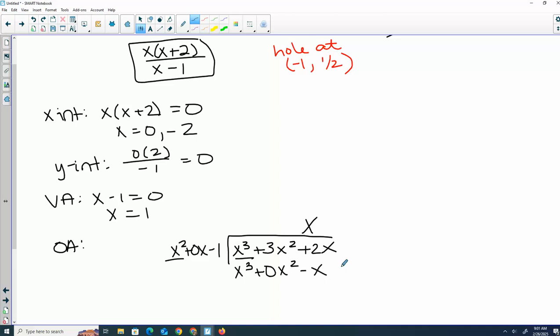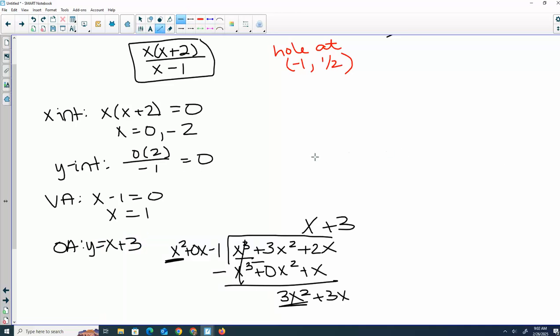So we are going to subtract now. Distribute our negative. So those cancel. You get 3x squared plus 3x. So what is 3x squared divided by x squared? 3. So our oblique is y equals x plus 3. Now we have all of our information. So we draw our graph.